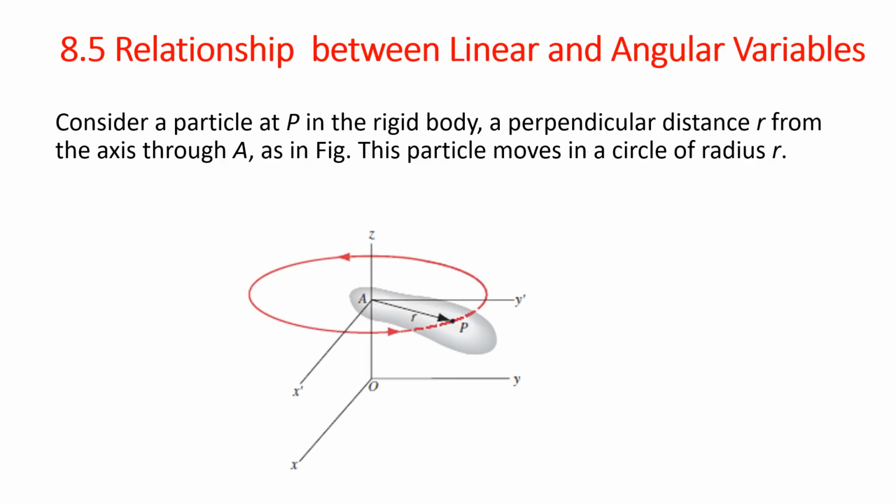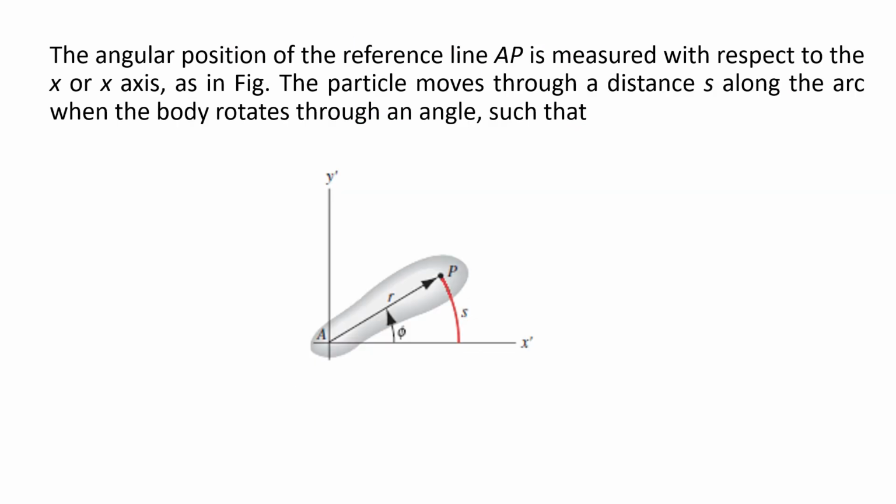Now we are going to discuss the second most important topic of this chapter, that is the relation between the linear and angular variables. Consider a particle P in a rigid body, a perpendicular distance r from the axis of rotation. As shown in the figure, the particle moves in a circle of radius r. The angular position of the reference line AP is measured with respect to the x-axis. The particle moves through a distance s along the arc when the body rotates through an angle theta.